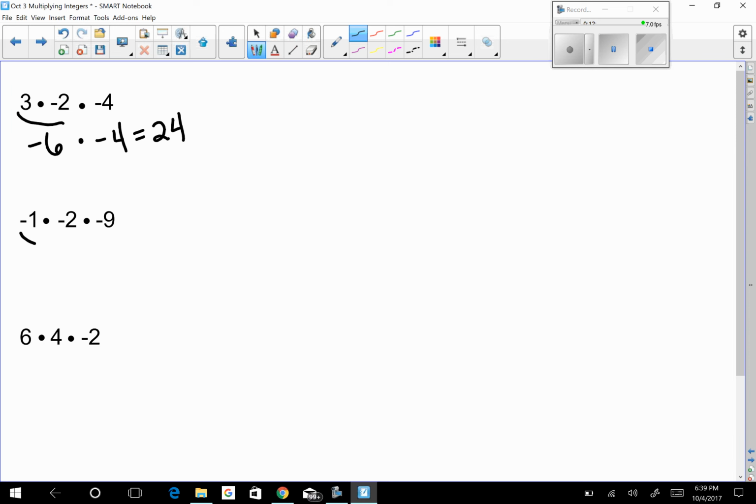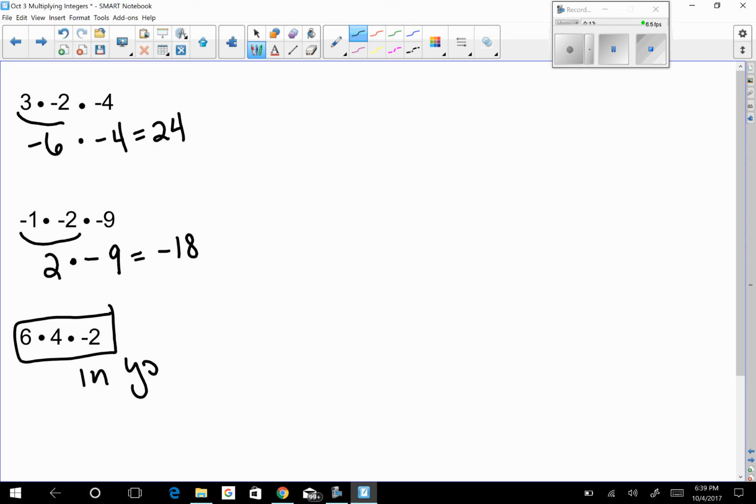This one, you do negative 1 times negative 2. They have like signs, so your answer is positive. 1 times 2 is 2. And then times negative 9, positive and a negative. They have unlike signs, so your answer is negative. And 2 times 9 is 18. Now I'm going to leave you guys this one here to do in your notebook. And again, all these examples are evidence that you have watched the video.